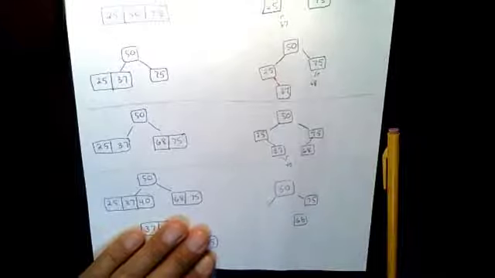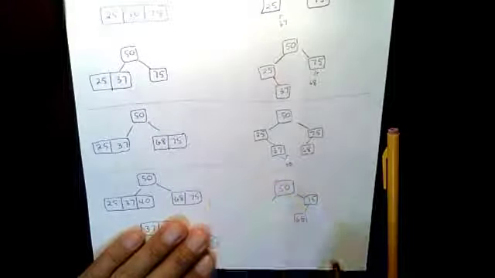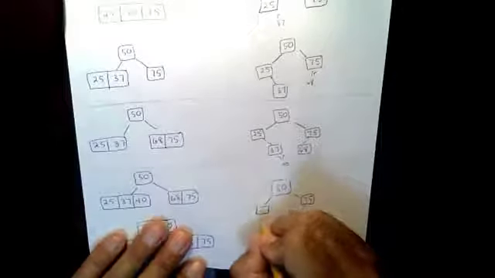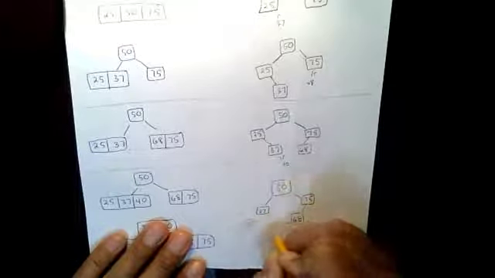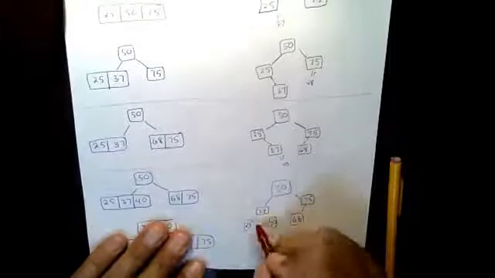And this is going to stay a red. This comes down to the 75 and the 68. But what's going to go in this block right here? 37. And what goes to the left is 25. And what goes to the right is 40. And this guy and this guy are both reds because they're siblings.